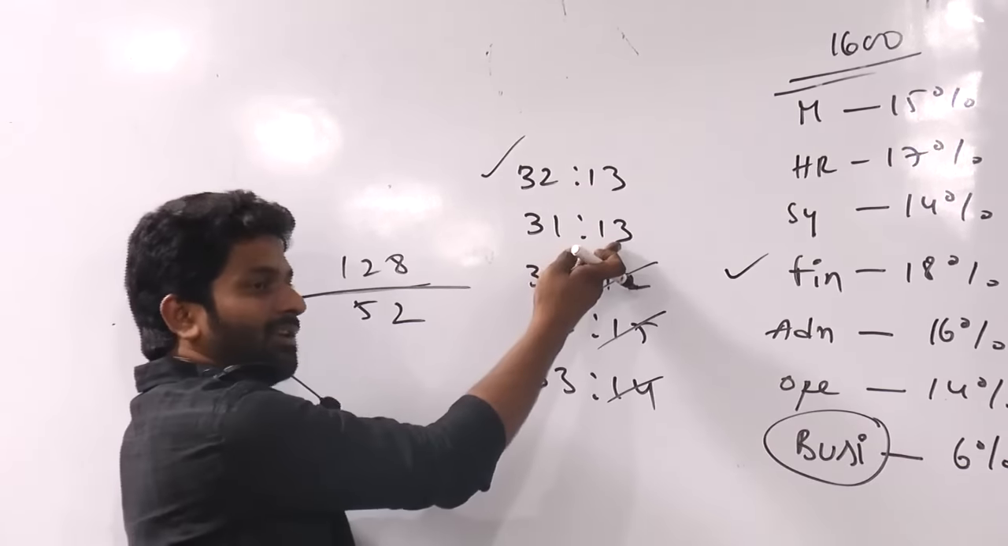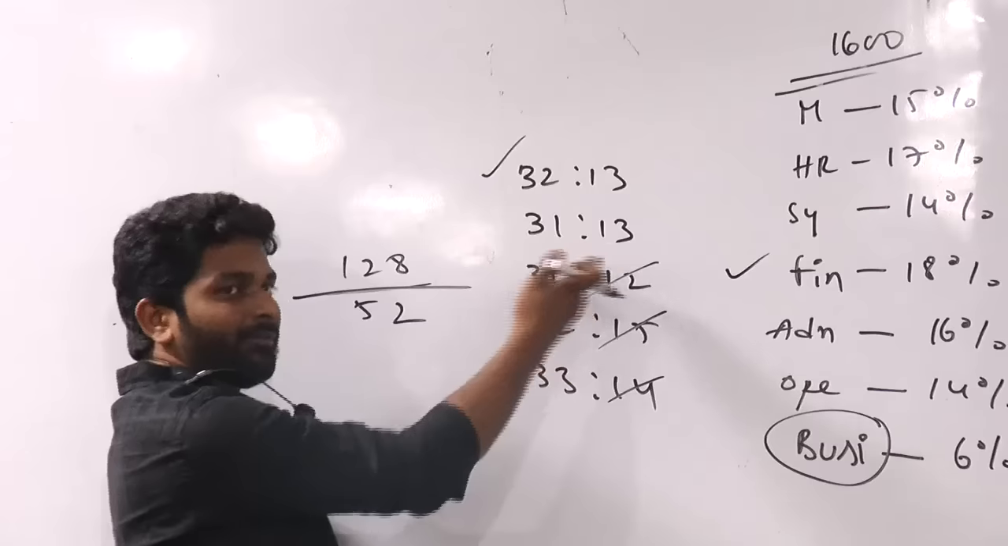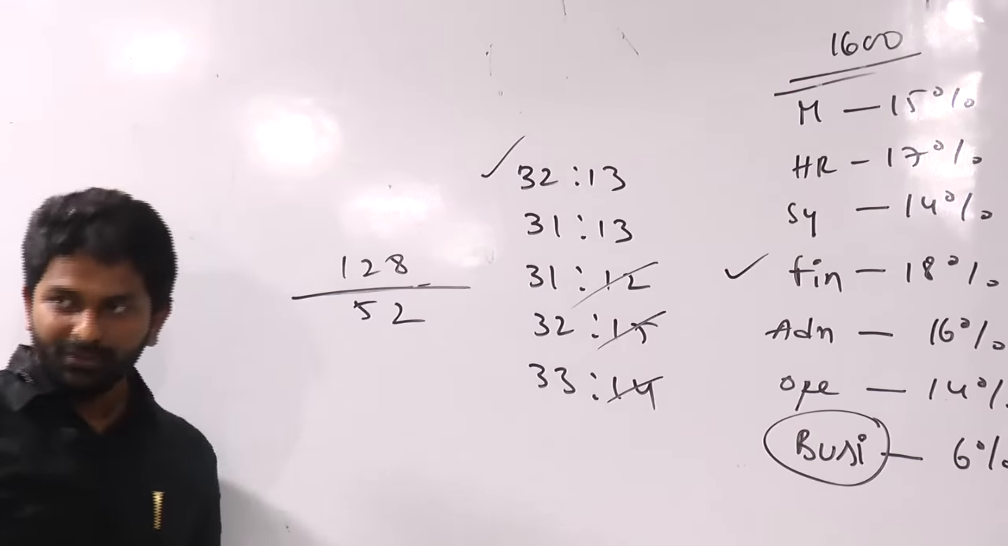Factor of 52 is 13 only, right? 52 divided by 4. So you need to divide the numerator by 4.